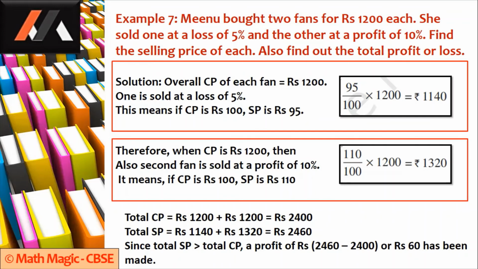Now, when you compare, you will be able to see that the SP is greater than the CP. That means the selling price is greater than the cost price. Since the selling price is greater than the cost price, it is a case of profit. The profit is nothing but selling price minus cost price, that is 2460 minus 2400, which is equal to 60. Therefore, the profit here is rupees 60.